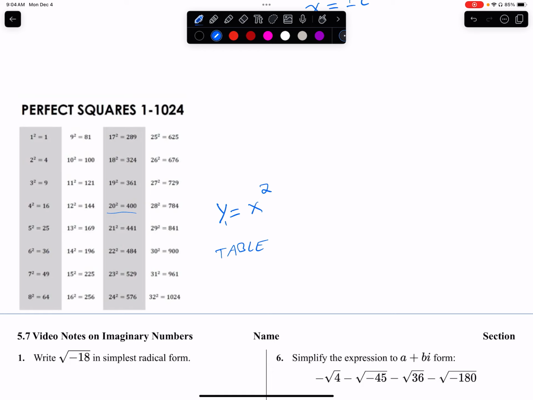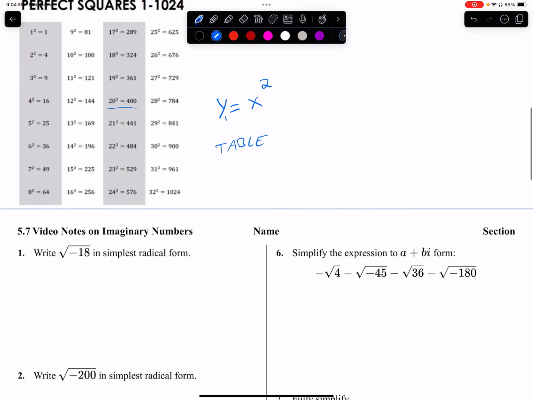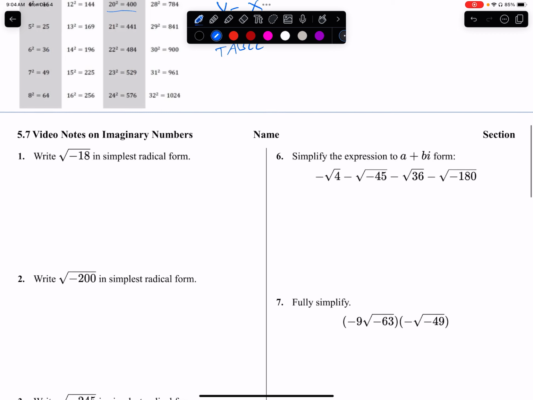Okay, so first of all, what exactly does it mean here? The square root of negative 18. In the past, we told you that this is a non-real answer. That's true. So how we're going to have to break this down is into a couple of different things. First of all, divide out the square root of negative 1, and then find perfect squares to simplify.